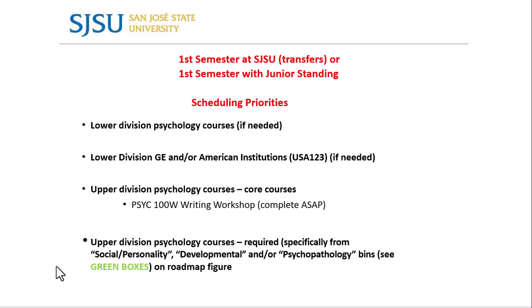Okay. And then the fourth priority in your first semester as a junior or as a new transfer student is to pick courses from those required upper division bins, either from social personality, developmental, and/or psychopathology. Okay, so you can consult the green boxes in the figure in the roadmap or look at the prior slide to see what those courses are.